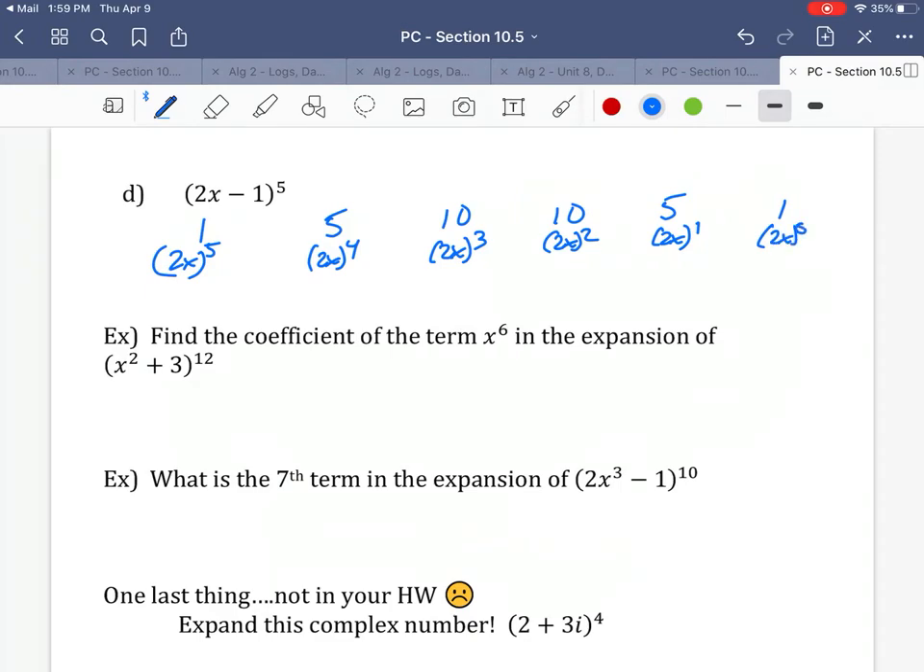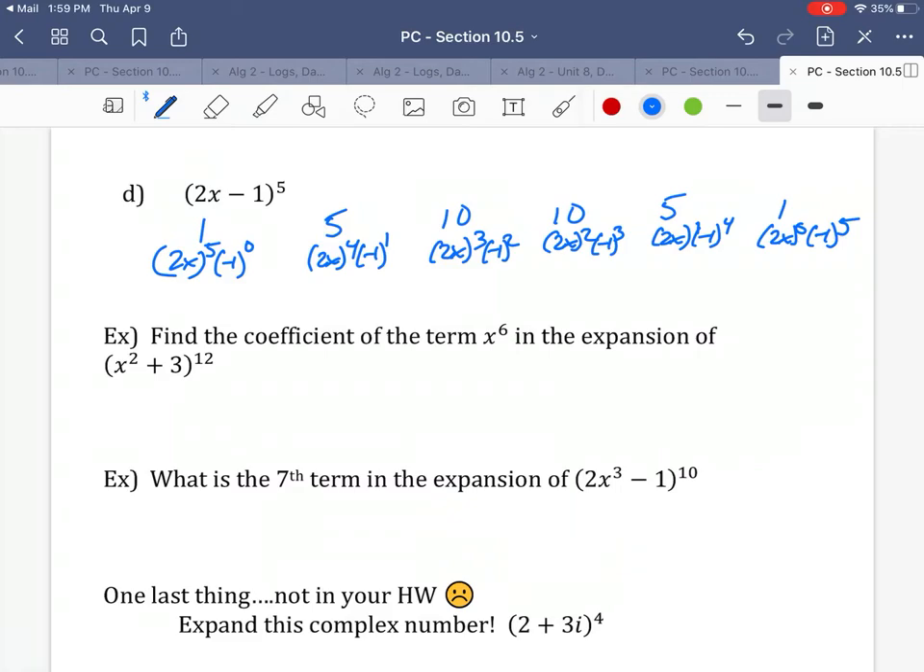I don't really have to write that down, but anyway. Now my negative 1, so I have to be careful here. It's a negative 1, so I'm going to take that. So negative 1, first of all, to the 0. And I have negative 1 to the first, negative 1 to the second, then negative 1 to the third, then negative 1 to the fourth, and finally negative 1 to the fifth.